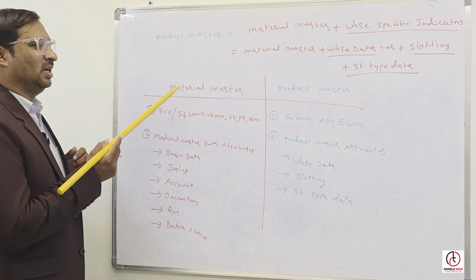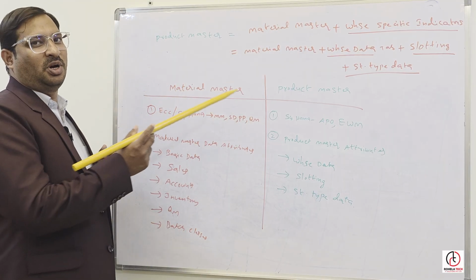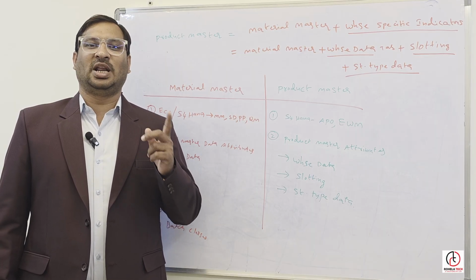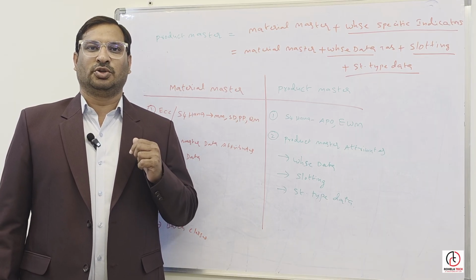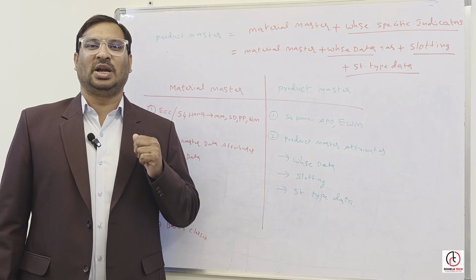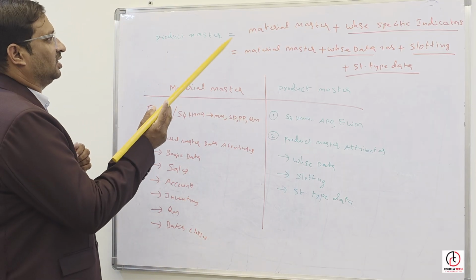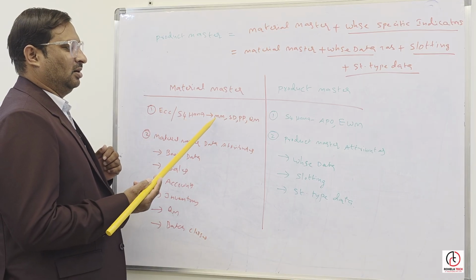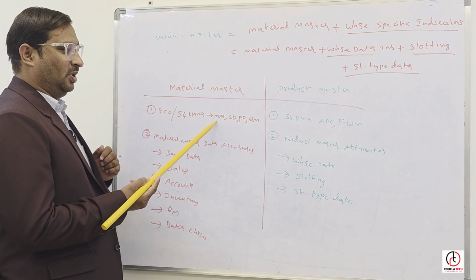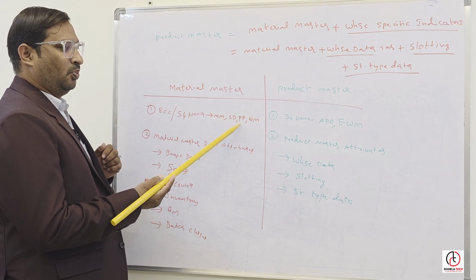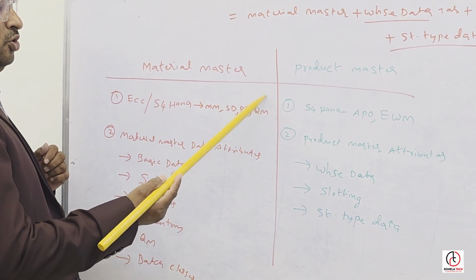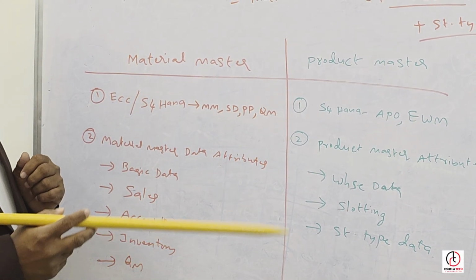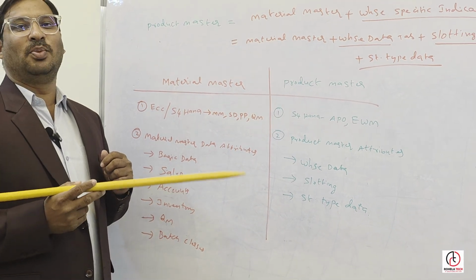Today we are going to learn what is the difference between material master and product master. In business, we generally speak about material master and product master. So what is the difference between them? Material master is mainly used in S4HANA and ECC, in the logistics modules like materials management, sales and distribution, production, and quality management. Product master is used exclusively in the APO and EWM modules.